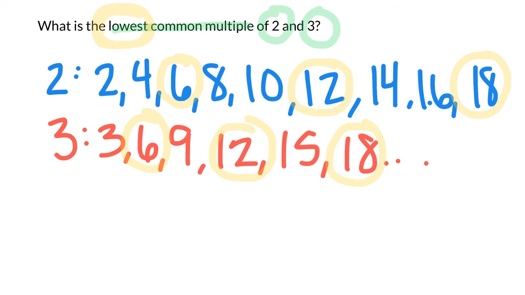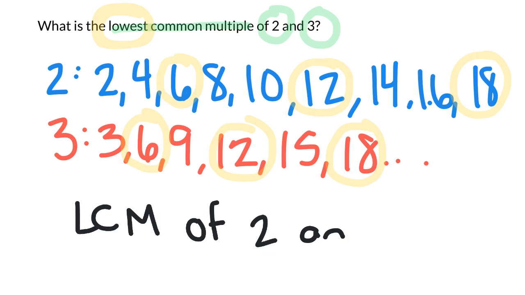The lowest is 6. So I could say that the LCM, the lowest common multiple of 2 and 3 is 6. That's it.